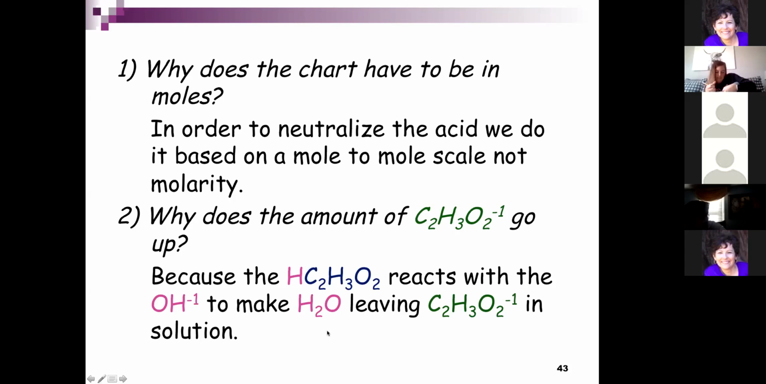So remember, our acetate ion goes up because we've gotten rid of the hydrogen off of the acetic acid, and that left acetate ion in solution. So it's the same thing as our Le Chatelier's principle. So we decreased the concentration of the acetic acid, and we increased the concentration of the acetate ion.